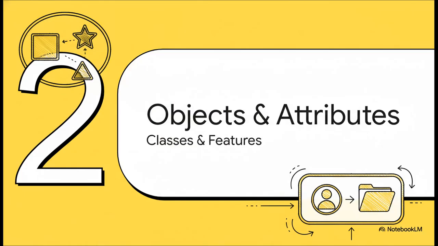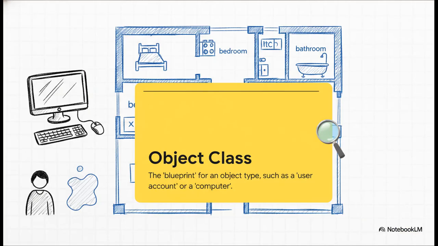All right, so let's dig into those two components, right? We've got the objects themselves, which in AD speak are called classes, and then we have their features, which are called attributes. An object class, that's your template. It's the actual blueprint. So, if you're building a house, you've got a blueprint for the bedroom, one for the kitchen, right? It's the same idea in Active Directory. You have an object class for a user account, another for a computer, another for a group. It basically defines what something is.